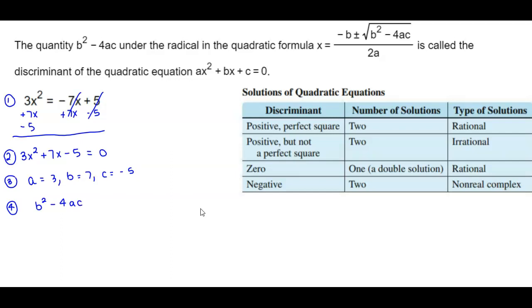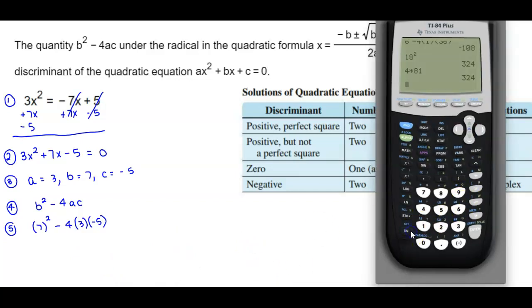Okay, so what happens with that? If we plug in the value of b, we know that b is 7, and then we're going to have to square that. And then minus 4 times the value of a, which is 3, times the value of c, which is negative 5. Okay, so let's go ahead and do that. In our calculator, we have 7 squared minus 4 times 3 times negative 5, and that gives us 109.